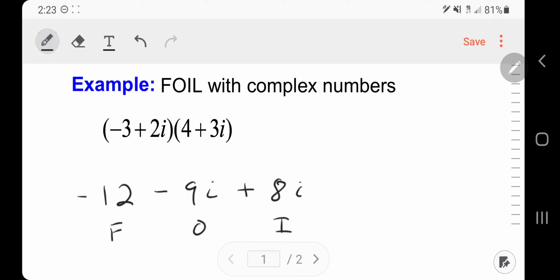And then my last are the last terms in each of our binomials. Again, this one will be 2i times 3i. Again, multiply the coefficients. 2 times 3 is 6, and then i times i would give me i squared.